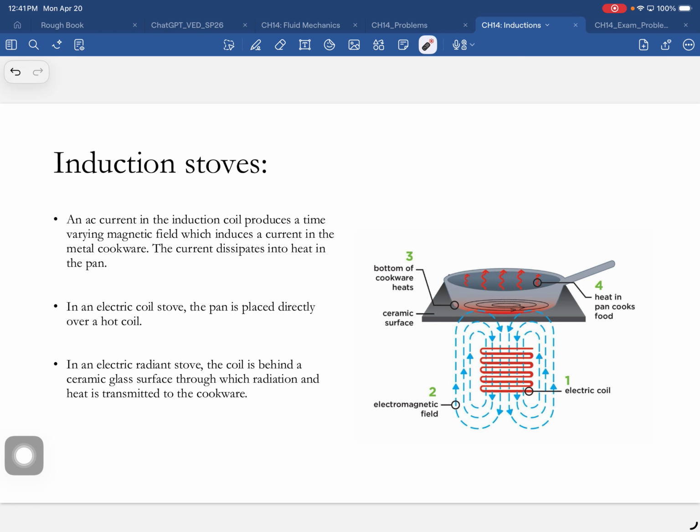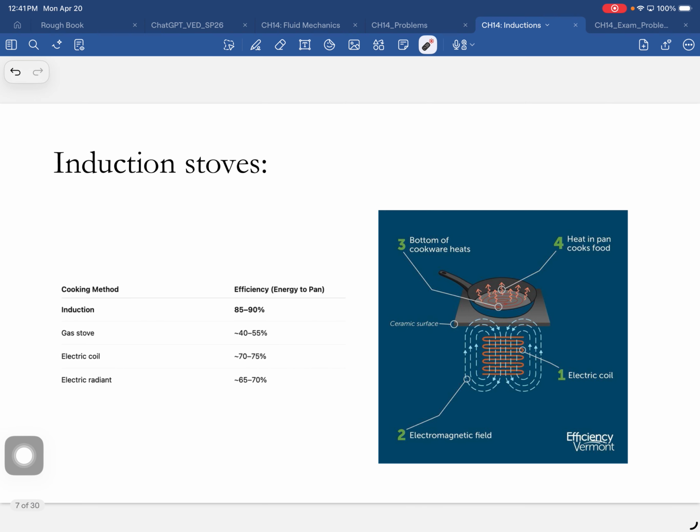All right. So I don't know if you're aware of induction stoves. You can go to Lowe's and places like that and buy these stoves. Induction stoves are about 90% efficient. Gas stoves are about 50% efficient. Electric coils, those heater coils where you put your pan on top, are about 70% efficient, and electric radiant stoves are also about 70% efficient.